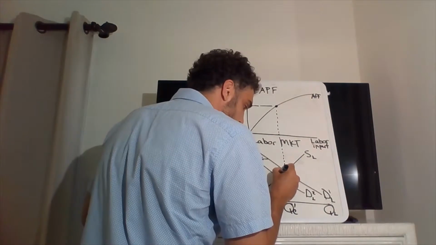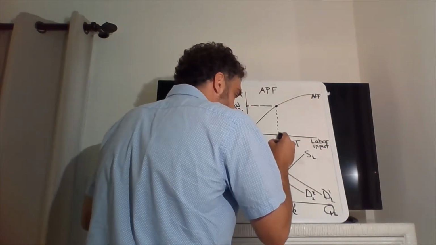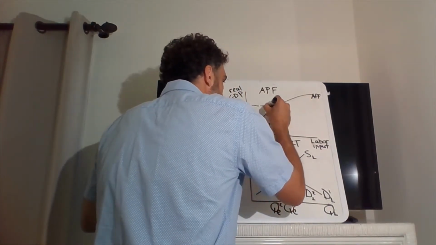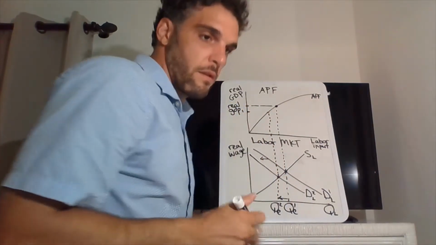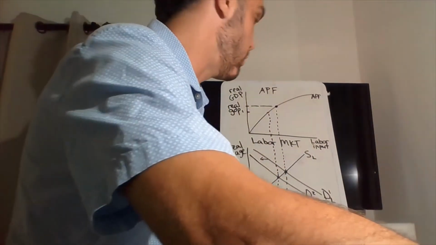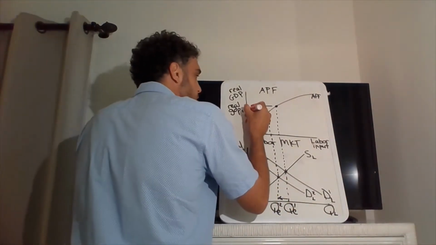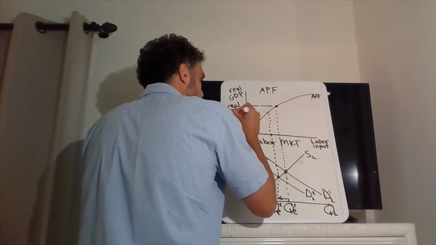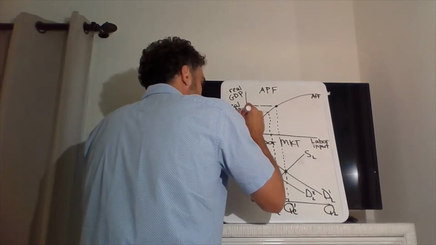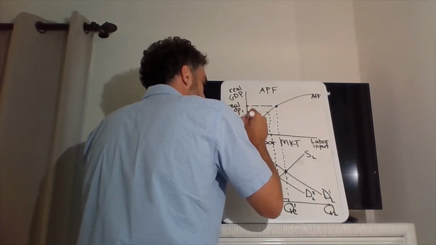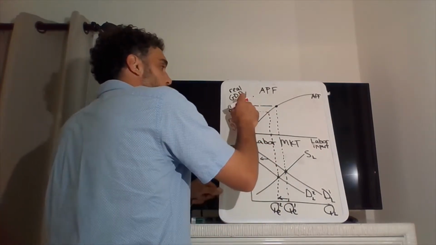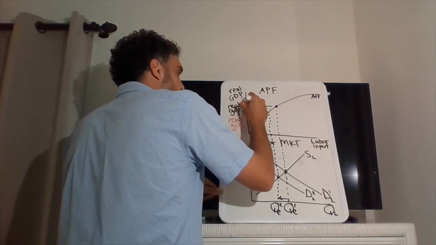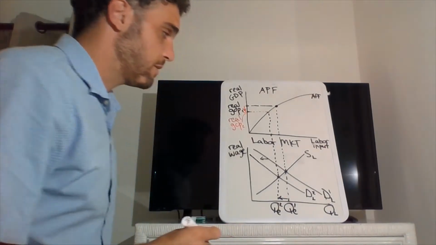Well, when the input decreases, it follows, I'll make it a little more distinguishable in red, it follows that our real GDP will also drop. So real GDP goes from real GDP 1 down to real GDP 2.